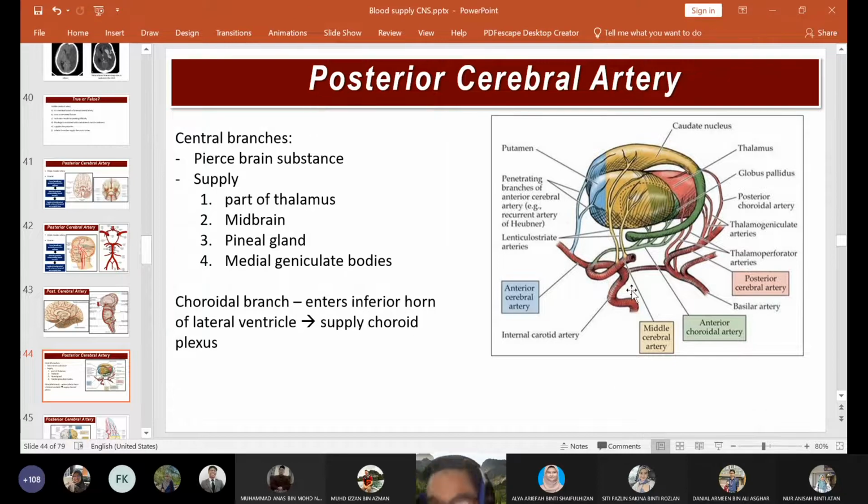So here, look, anterior cerebral artery. This is the caudate nucleus. This is the putamen. This is your thalamus. You can see the middle cerebral artery supplies the caudate as well as the putamen. Anterior cerebral, caudate. Posterior cerebral, thalamus. Can you see? So you can use this picture to understand.